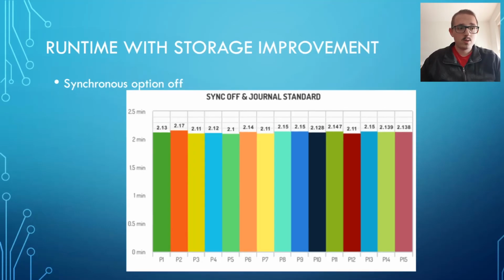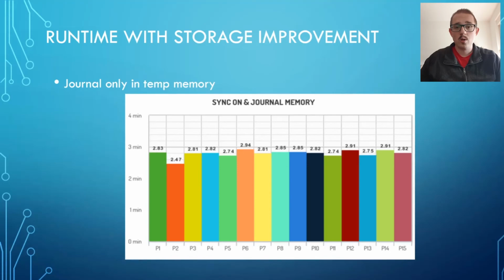But if synchronous is turned off, meaning that the writing can be given to the OS to control, which kind of decreases safety, then the time is almost comparable to the runtime with the pickle module, which is around 2 minutes. And if the journal is only kept in temporary memory, meaning it is not saved as something that you can look at later next to the database, then the time is a bit higher, at around 3 minutes.